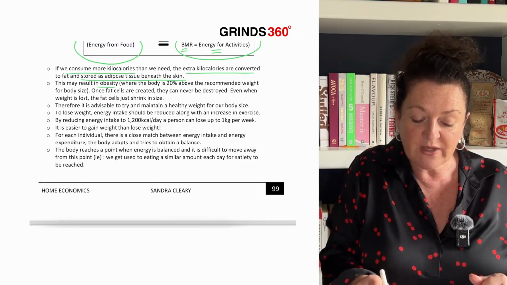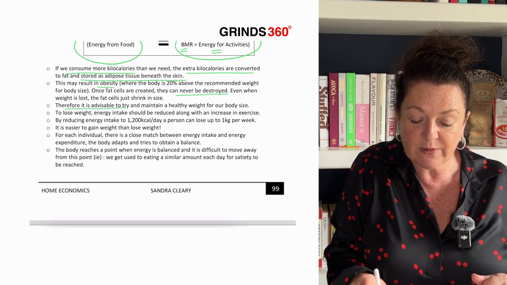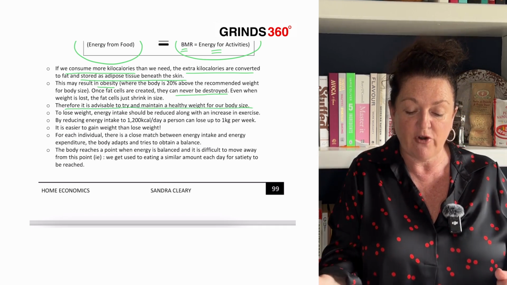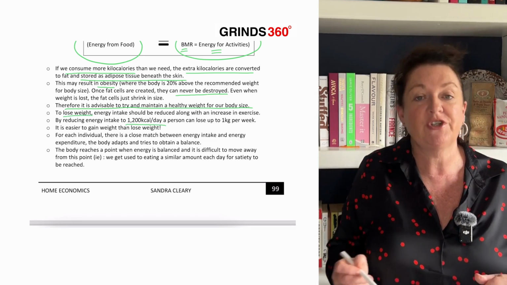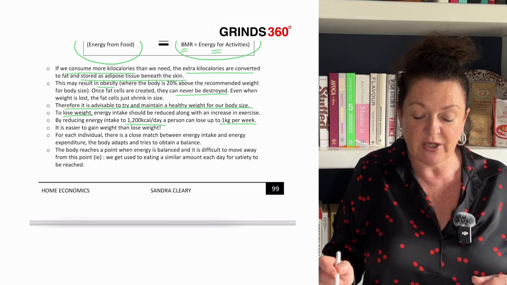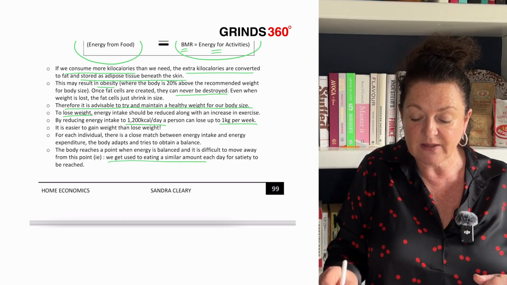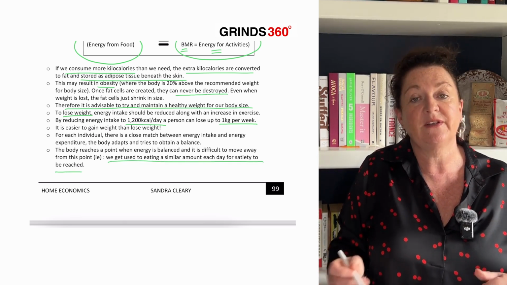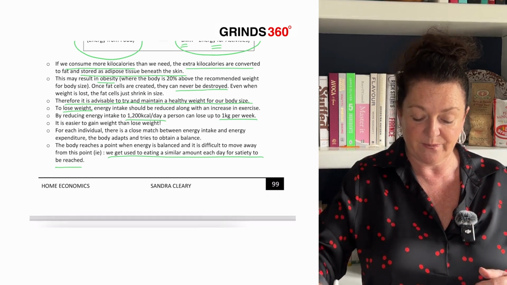So once fat cells are created, they can never be destroyed. Therefore, it's advisable to try and maintain a healthy weight for our body size. We said to lose weight, ideally nutritionists would say 1,200 kilocalories a day, to lose about a kg per week. And we said that the body gets used to eating a similar amount for satiety. Satiety is a term that is used for the feeling of fullness.